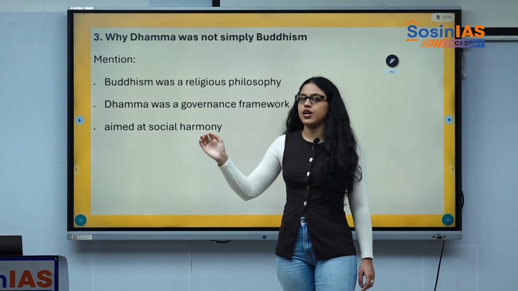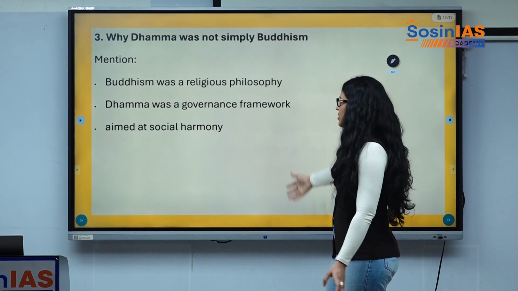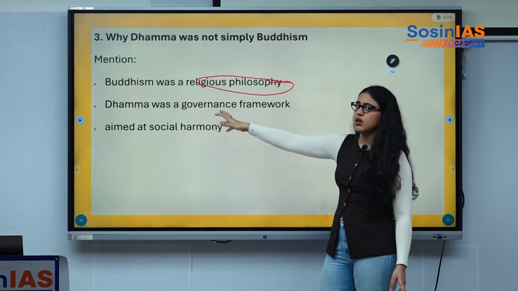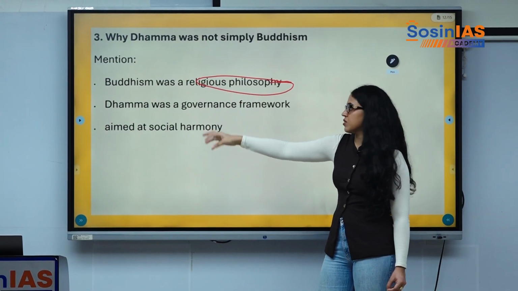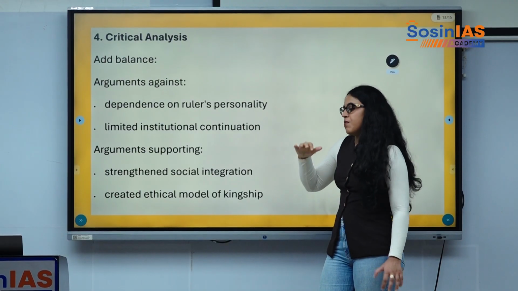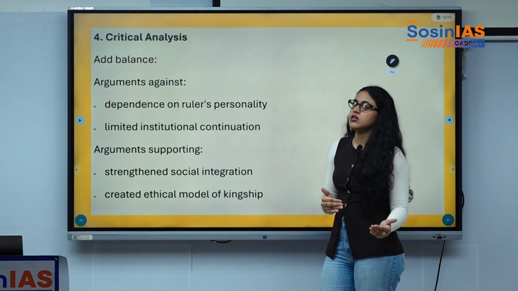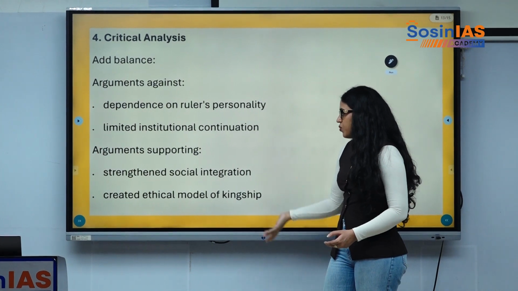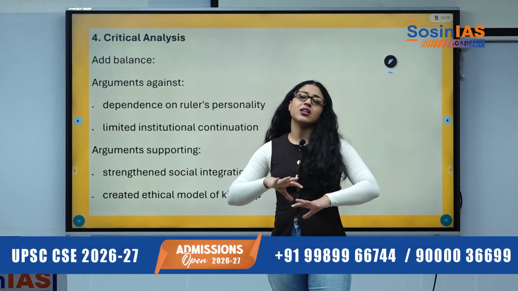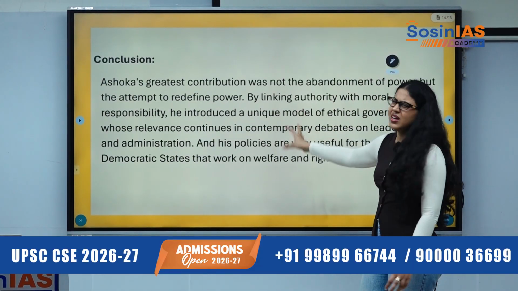The other point you can touch upon is, of course, the difference between the Buddhist Dhamma and Ashokan Dhamma. You would say that it's not a religious philosophy, whereas it was a governance framework with inculcation of philosophical morals, whose main aim was to bring in social harmony and law and order. And give a critical analysis, make it balanced, and give the arguments which are for the statement and against the statement. For example, it supports a lot of social castes that have been downtrodden, and yet there is no proper development among all those people. And conclude it in a balanced way again.